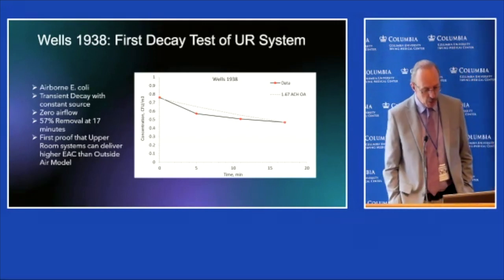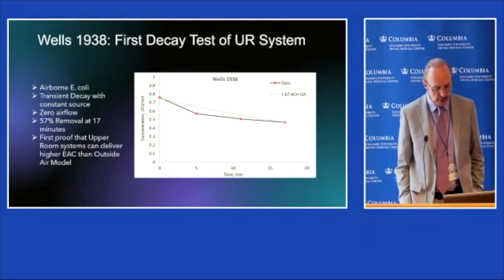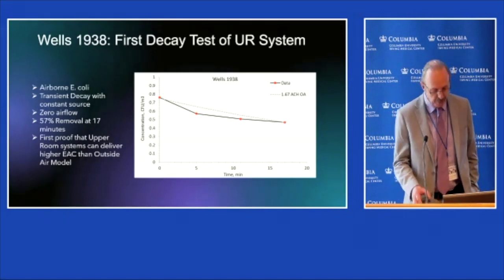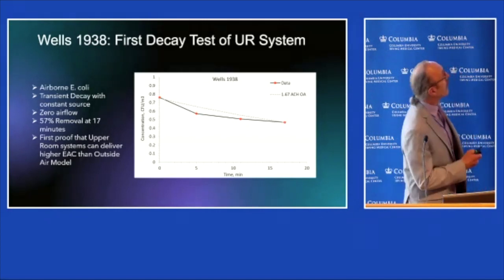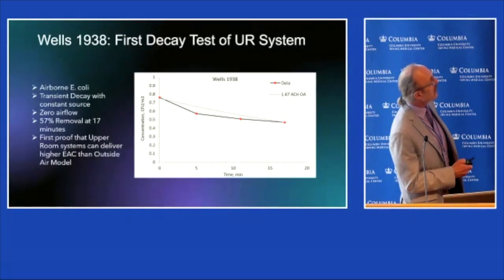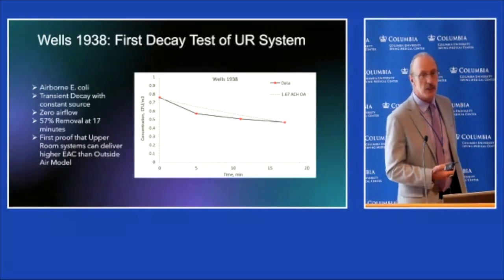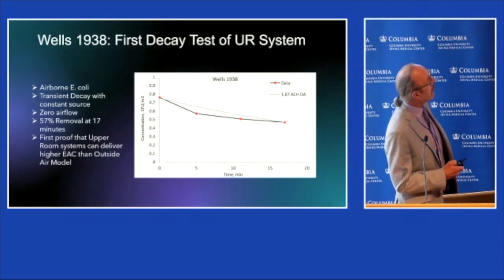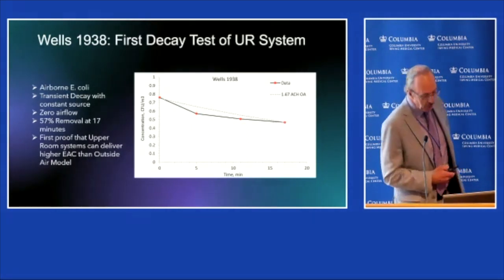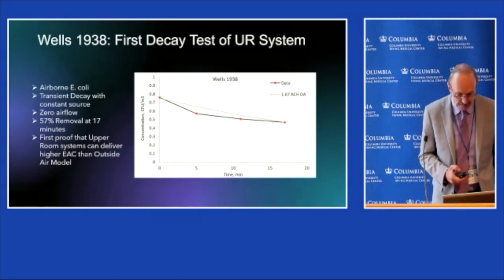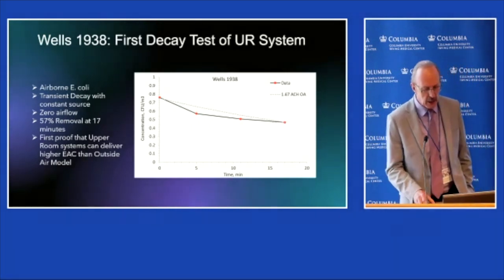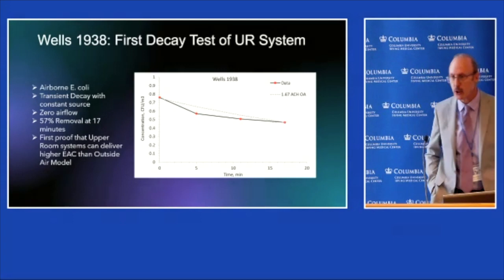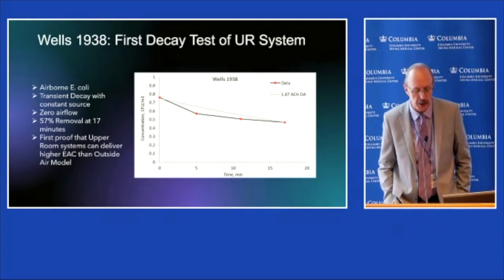Fortunately, we have more than 3 data points. We had 4 data points. We were able to fit a curve. The dotted line is the curve based on NIOSH's model, the outside air model. The data points are Wells's data. Based on this, we compute an outside air equivalent air change rate of 2.2 ACH.